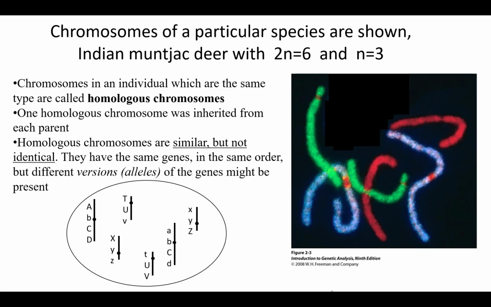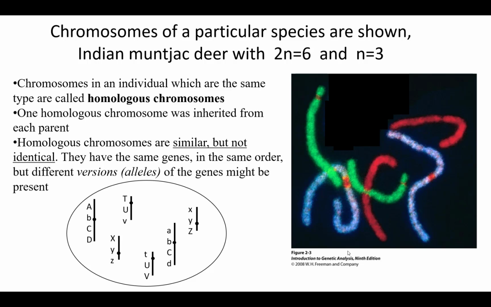So here's a figure that shows condensed chromosomes for a particular species of deer. It's called the Indian muntjac. This particular species has 6 chromosomes, and so therefore you count up the number of chromosomes, and that tells you what the 2n or the diploid number is. So 2n equals 6, and the haploid number equals 3. This cell is actually stained by a method called chromosome painting to show the different types of chromosomes in different colors. And you'll see that there are 2 green chromosomes, 2 red, and 2 blue chromosomes. So there are 3 different types of chromosomes.